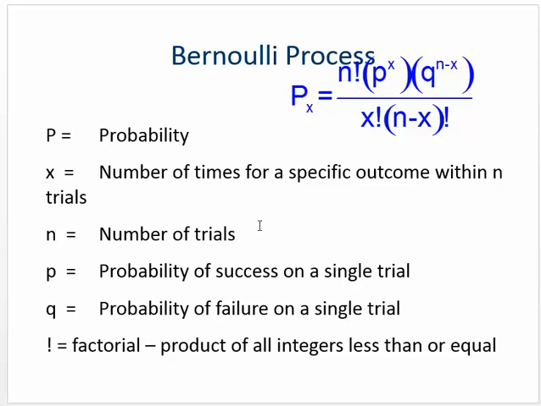N equals the number of trials. So how many times are we going to do this? P is the probability of success on a single trial. Q is the probability of failure on a single trial. And then factorial: the product of all integers less than or equal.